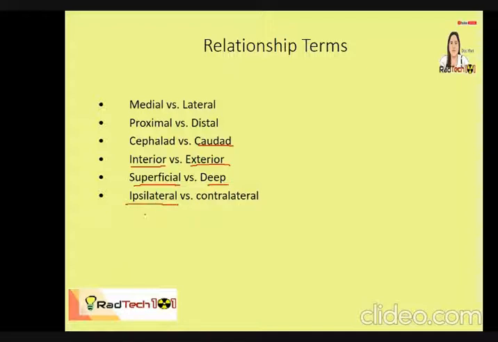Ipsilateral means they are on the same side. While contralateral, contra is against, meaning they are on the opposite side. So again, ipsilateral, same. Contralateral, contra, contrast, that is the opposite side. Okay? Yes, so let's continue.